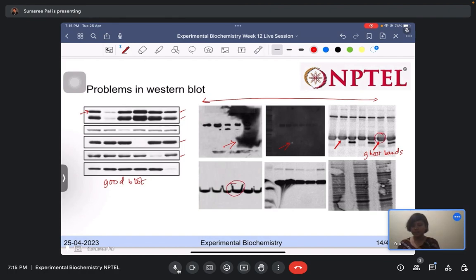Then these bands are called smiley bands. They form a smiley kind of structure, right? Not crisp like this, right? There is a drag in the blot, we can see. Here we can see there are many white patches on the blot. So these problems might arise in Western blot, and we have to know how to get rid of these problems.